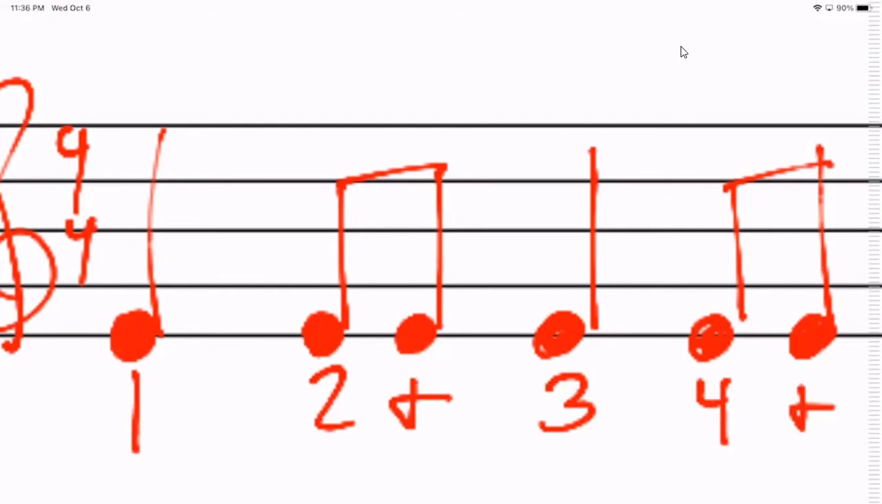Okay, let's clap and count the beats there. Ready? Here we go. 1, 2, and 3, 4, and. Okay, so that's a little bit interesting to understand. Let's come back to the main screen now.